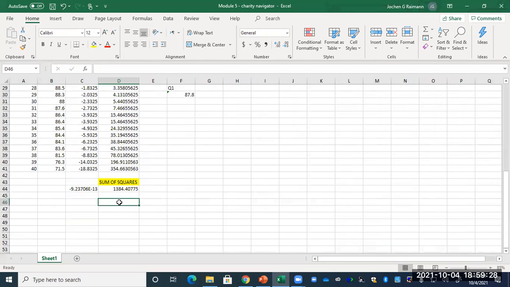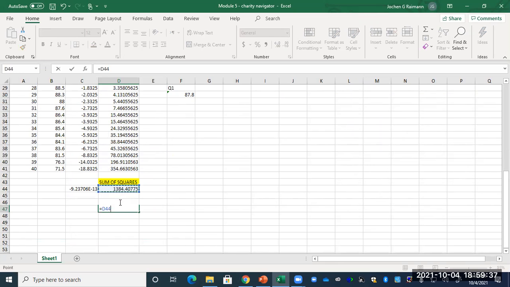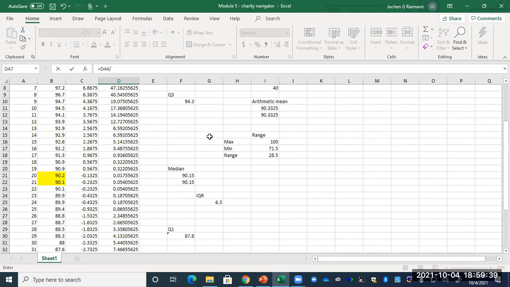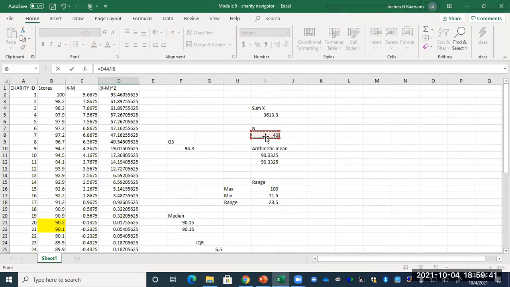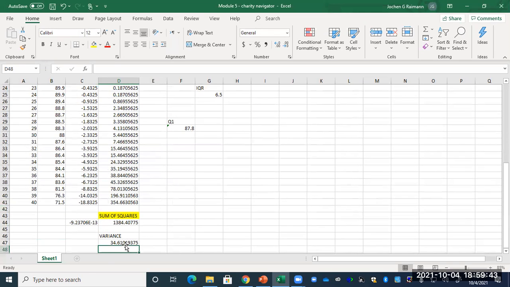And we said from the sum of squares coming to the variance. Yeah, I see the hands. Just give me a second. Variance is now this divided through our n, which we have calculated here already. And this is now 34. So this is our variance. Yes.